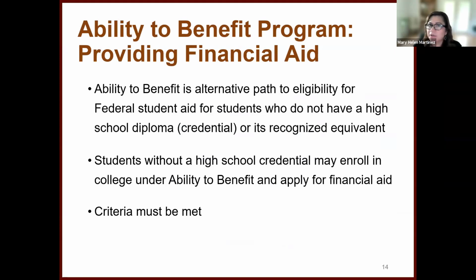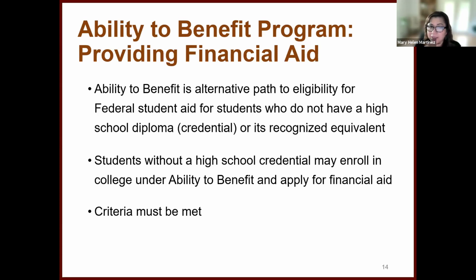In a nutshell, ability to benefit provides financial aid. It provides financial aid to students who do not have a high school diploma or its recognized equivalent, so who doesn't have a GED as well. Students without a high school credential can enroll under ability to benefit and apply for financial aid. So this is an alternative pathway to accessing financial aid.